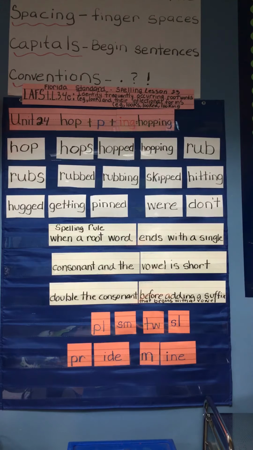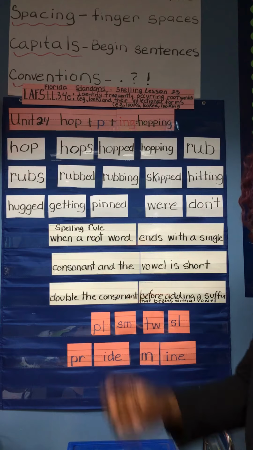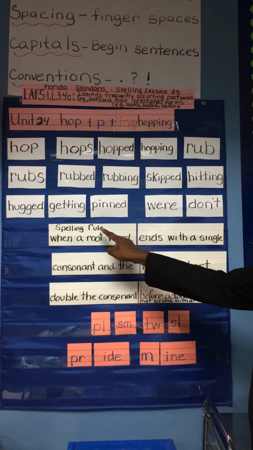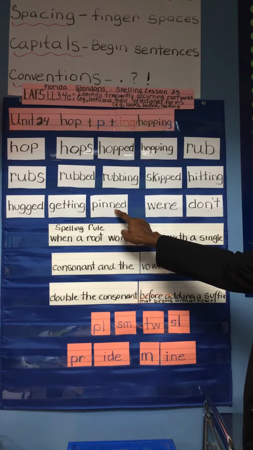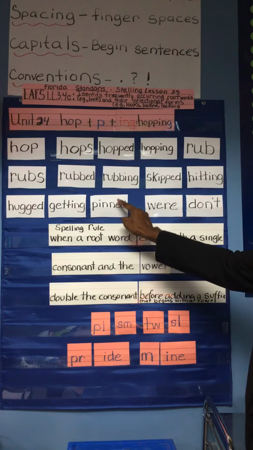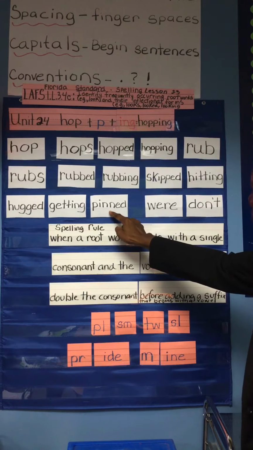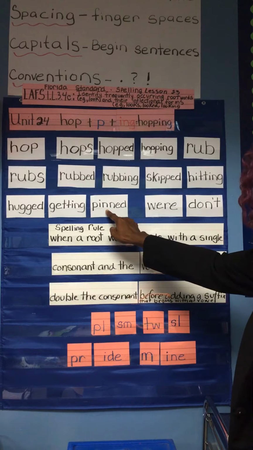Let's look at our spelling rule for adding a double consonant. And remember, in the last lesson, we added a double consonant. A double consonant means one letter, the same letter, right after the other. This word is pinned. It has the same sound, and in order for it to be double, it must follow immediately after.